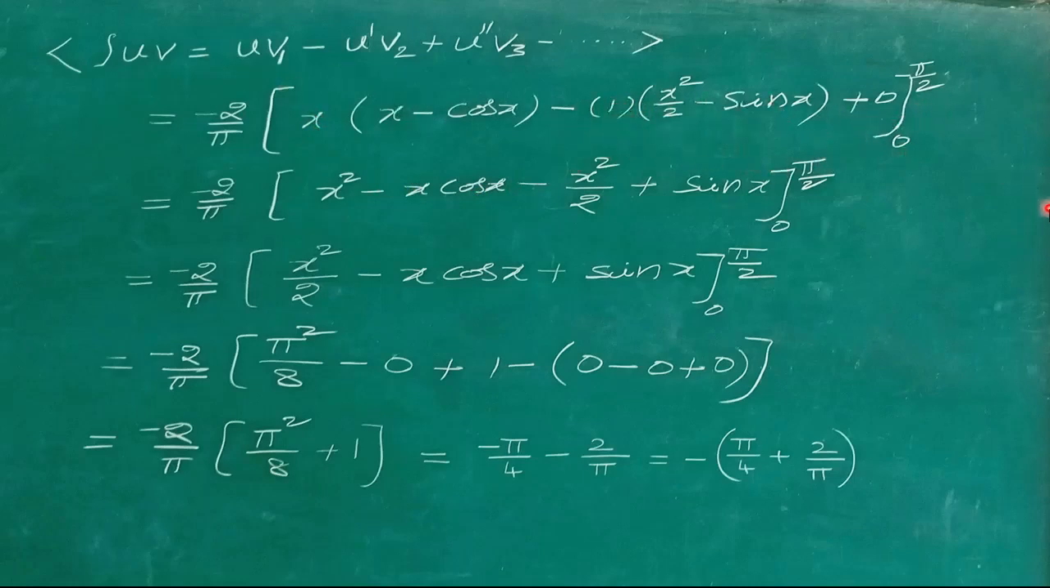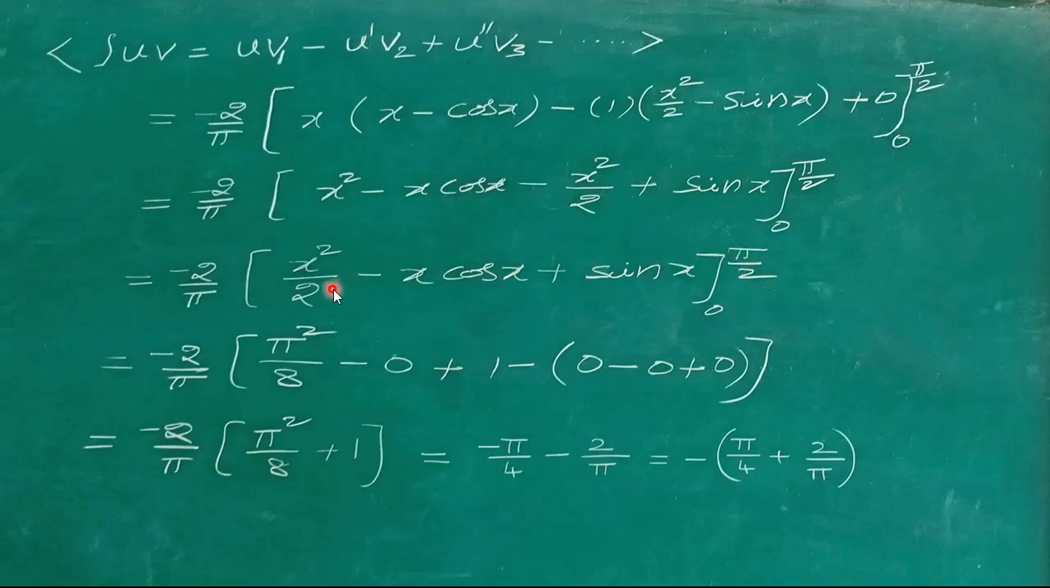Now what are the limits here? Limits are 0 to pi by 2. Now simplify this one. Multiply x into x is x square, minus x into cos x, minus x square by 2, minus into minus is plus sin x. The limits are 0 to pi by 2. Now x square minus x square by 2 is x square by 2, minus x cos x plus sin x. The limits are 0 to pi by 2.